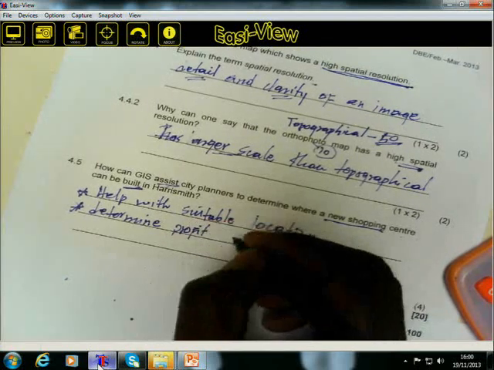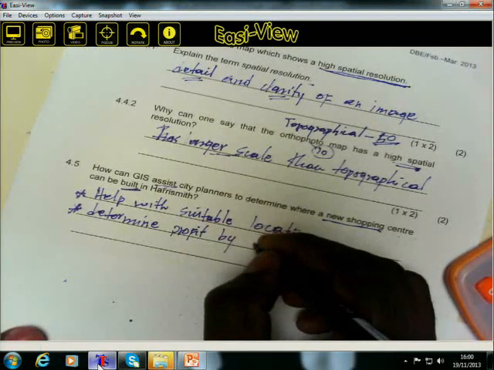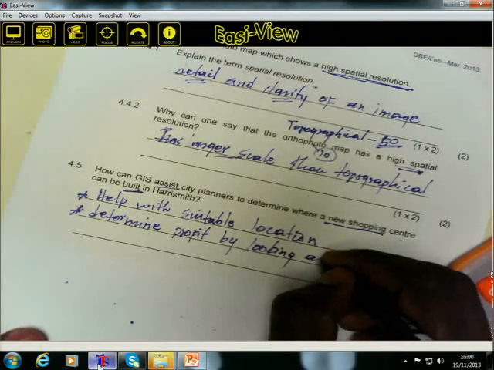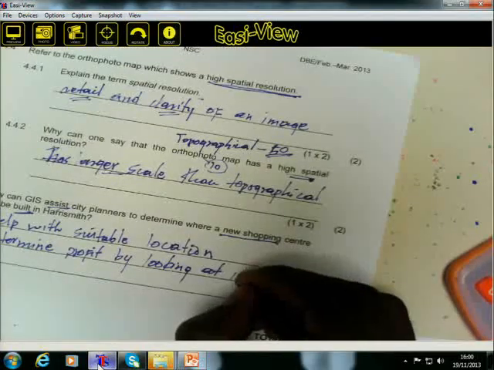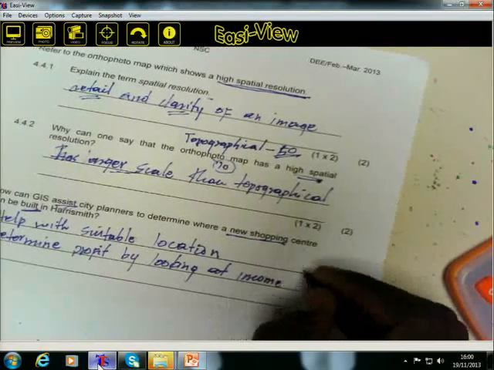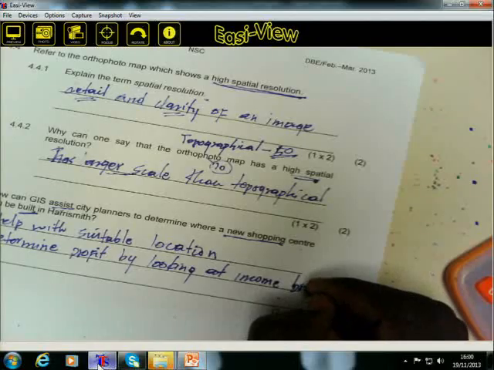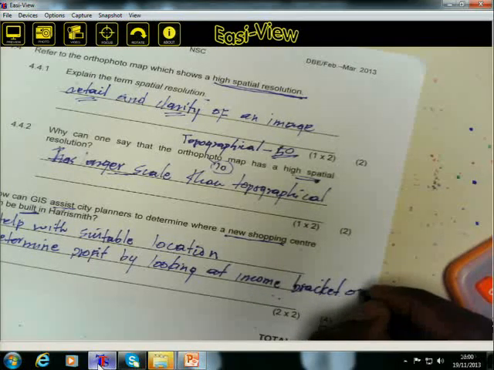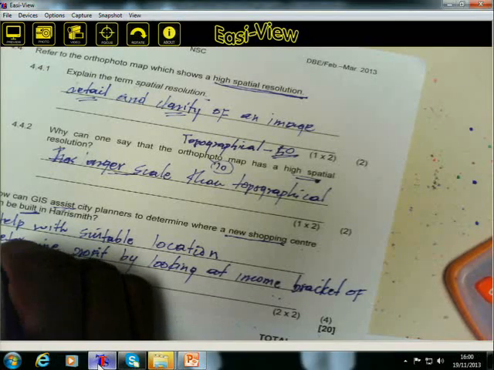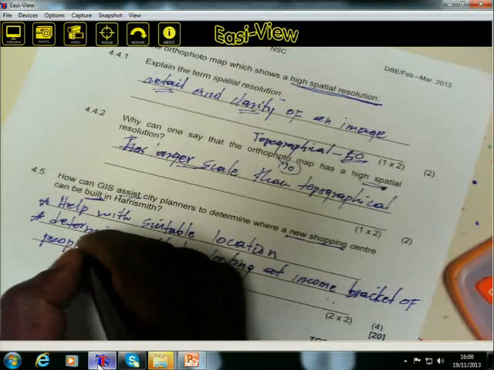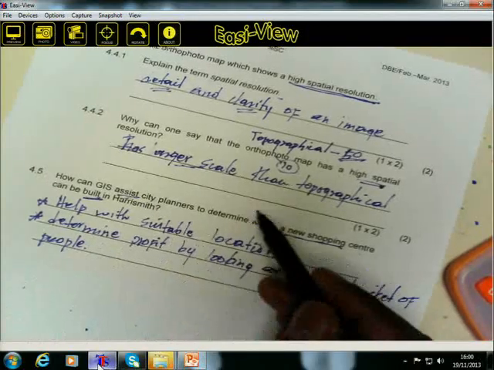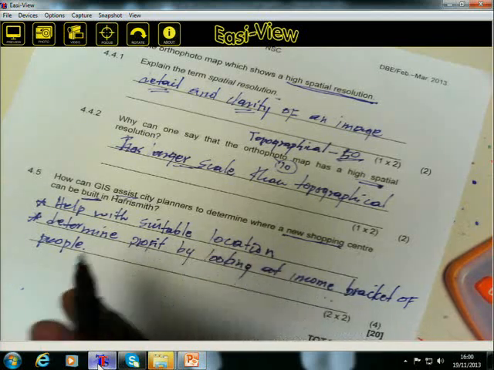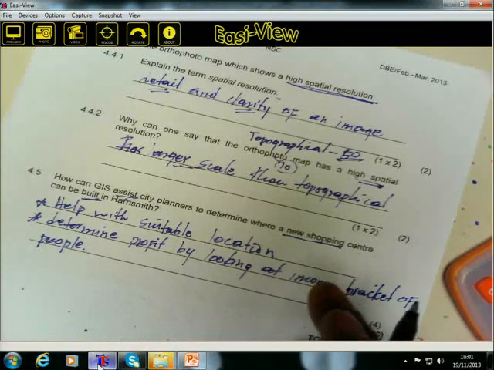profit by looking at the income bracket of people. Income bracket of people. So every time when you use a geographical information system, it does not only give you the best, but it gives you the super most location.